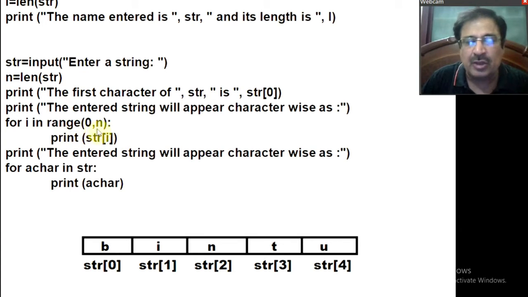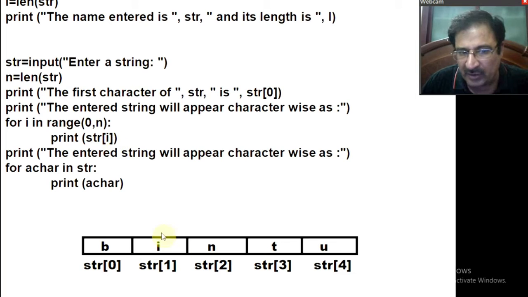In the range method, you are using 0 and n is 5. So the value which will be assigned to variable i will be from 0 till 4, because this n, that is this 5, is exclusive. The loop will terminate when the value of i becomes 5. So the value of i in the first round is 0. Print str[0], that is B will be displayed. Then the next value will be assigned to variable i, that is 1.